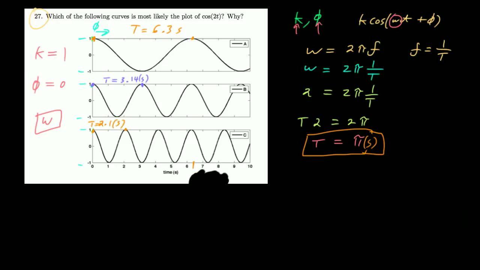So the most likely graph for cosine of 2t, because I'm looking for a period of about pi, and pi is approximately equal to 3.14, the most likely candidate is graph B. That one is most likely the graph of cosine of 2t. So the answer is B.